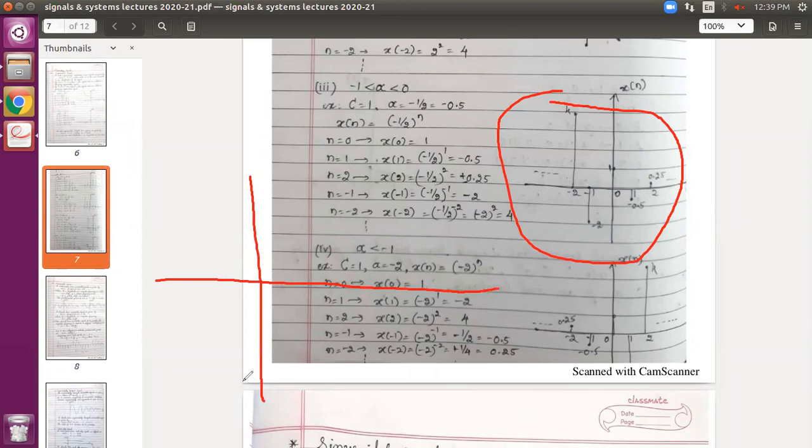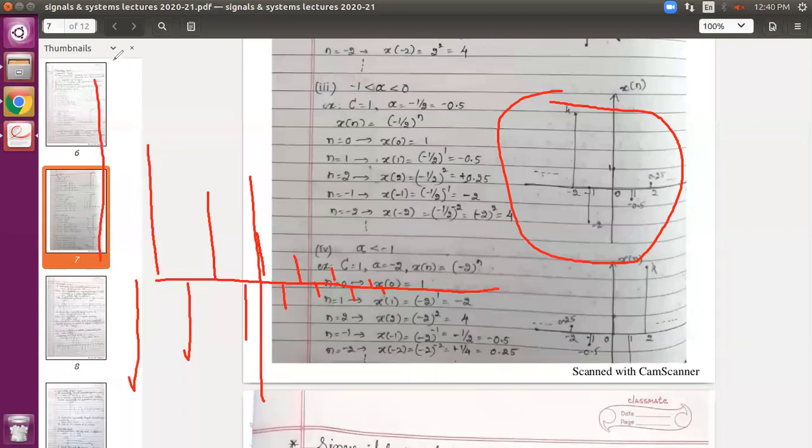Let me draw it for more samples. These are only for 5 different n values. Something like this. Something like this, it continues. Okay, it's a combination of both. You can see. For third case, it is like this.